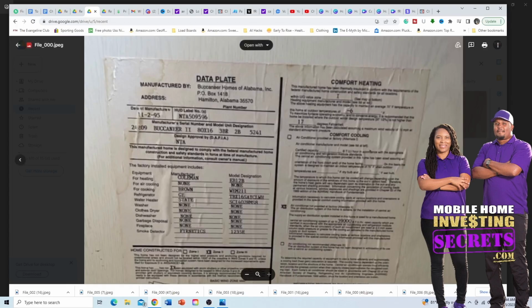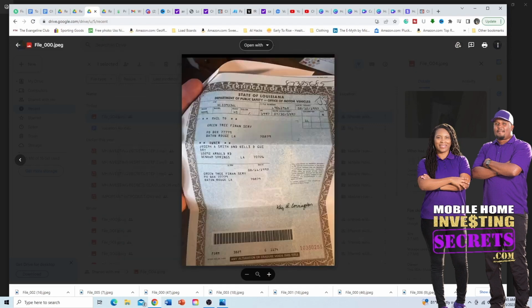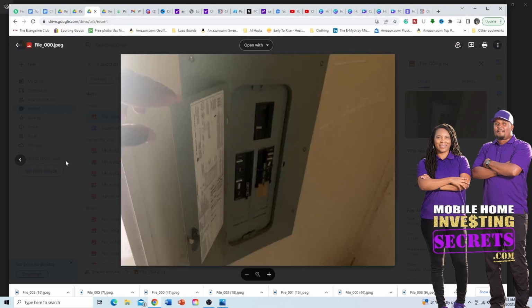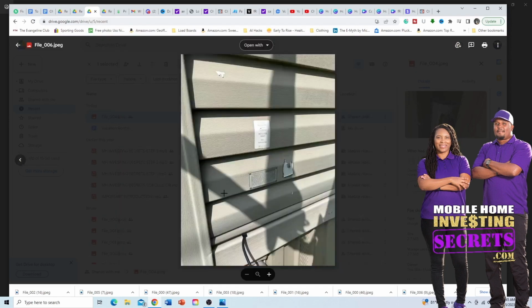And guys, why? Let's see where else some would be located before I get into the title paperwork. Yep, you see right here behind the mobile home, this is that data plate. This is that label on the outside. Now normally it's towards the back of the trailer, on the opposite end of where the tongue is, where the hitch is. So this is where you'll find that label.